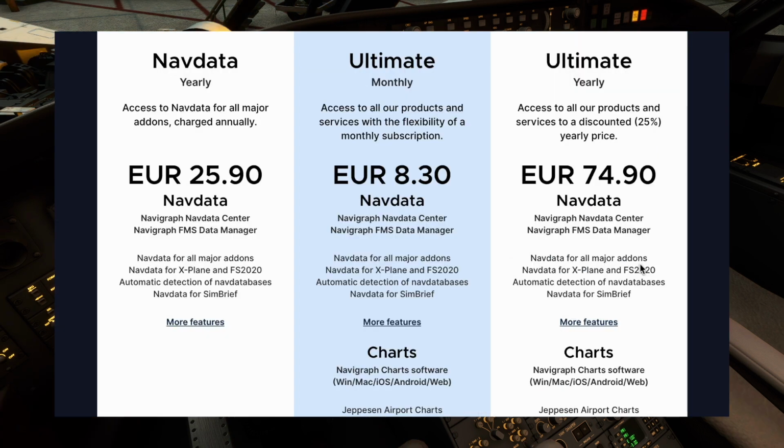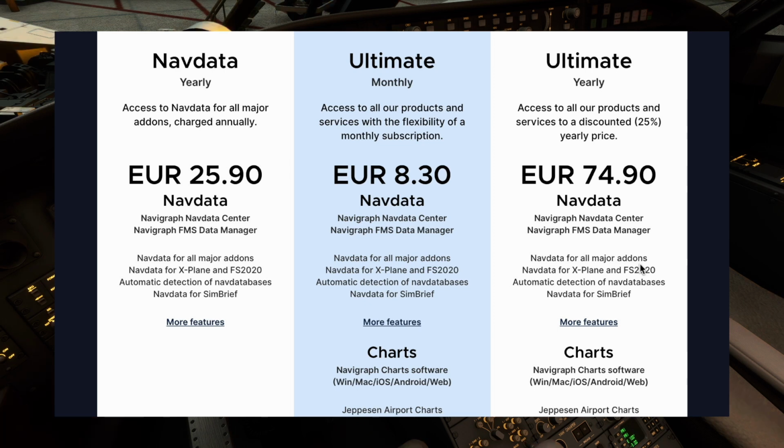Navigraph looks like this. So these prices are in euro instead of US dollars. Keep that in mind. There's the basic app that just updates your database. That's what I had for the longest time. Even when I used X-Plane, I used the nav data yearly, which was €25.90. The ultimate monthly or the ultimate yearly, so the ultimate monthly is €8.30. That's actually not a bad way to try it out.